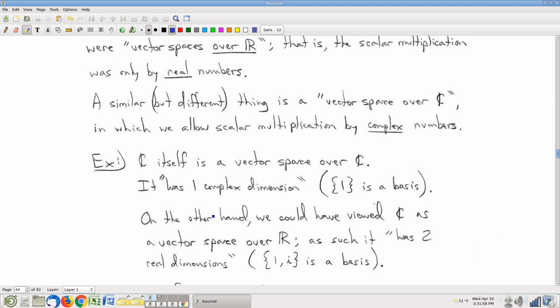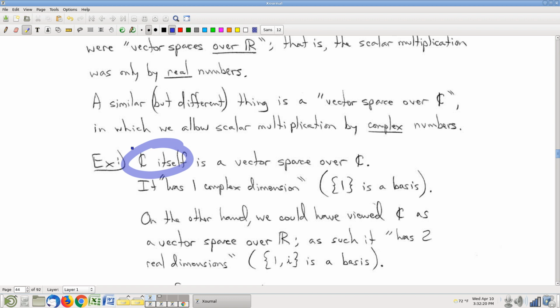Let's consider the complex plane. The complex plane is a vector space. Not a scary thought, right? I mean, the complex plane, you can add complex numbers. They add like vectors. You can multiply them by scalars. Right? What's the problem? What's the big deal?